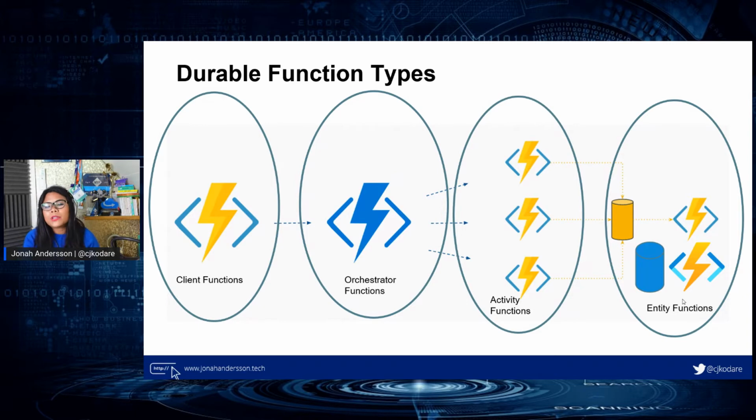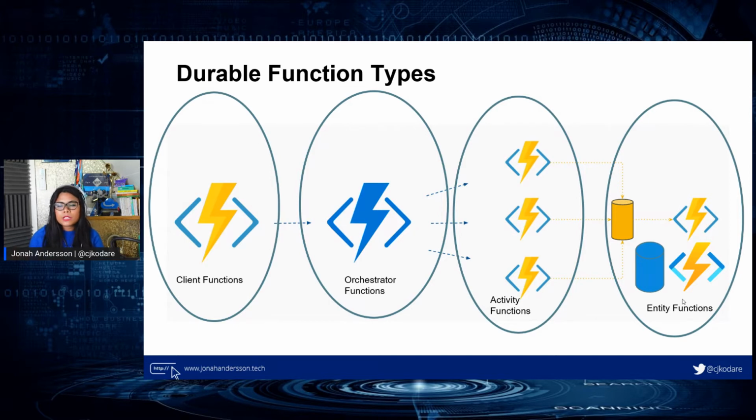The orchestrator is like the blueprint. That's where you put everything that you want to happen in your workflow. This means that in your orchestrator, this is where you write your sub orchestration. This is where you call your activity functions.